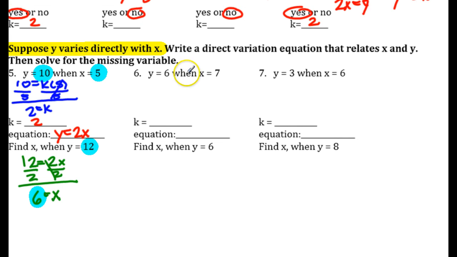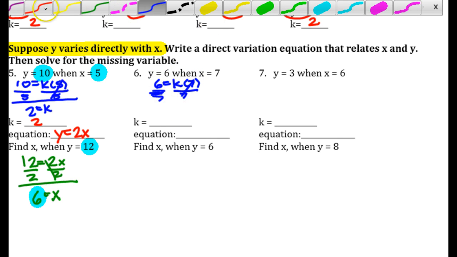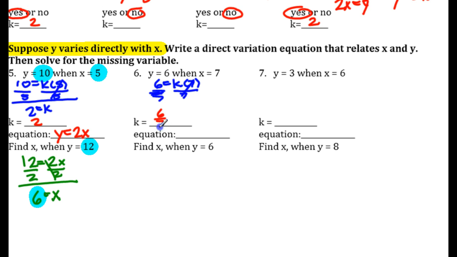Alright, let's try another one here. So now, it's still direct. So when they say y equals 6 and x equals 7, I'm still using y equals kx. And now we're going to solve for k. K times 7, we divide by 7. Okay, all right. So my k is just going to be 6 over 7. And that's okay. We can have a fraction for the k. All right. So now when I write my new equation, I'm going to write y equals 6/7 x. Just like slope can be a fraction, constant can be a fraction.